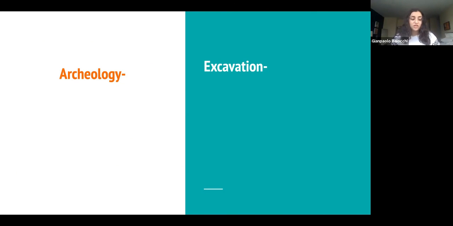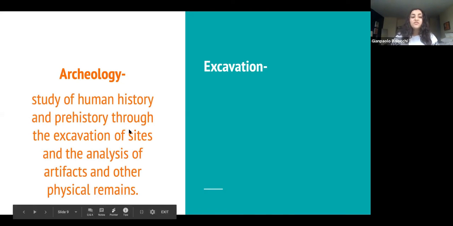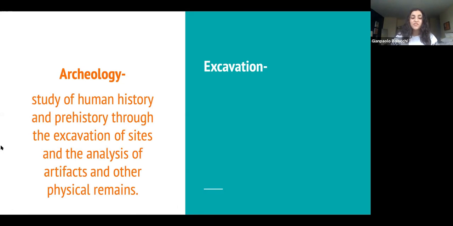The official definition for archaeology is the study of human history and prehistory through the excavation of sites and the analysis of artifacts and other physical remains. That's kind of a wordy definition, but if I had to put it in my own words, I would say archaeology is the study of history through artifacts. It's easy to remember: archaeology, artifacts.